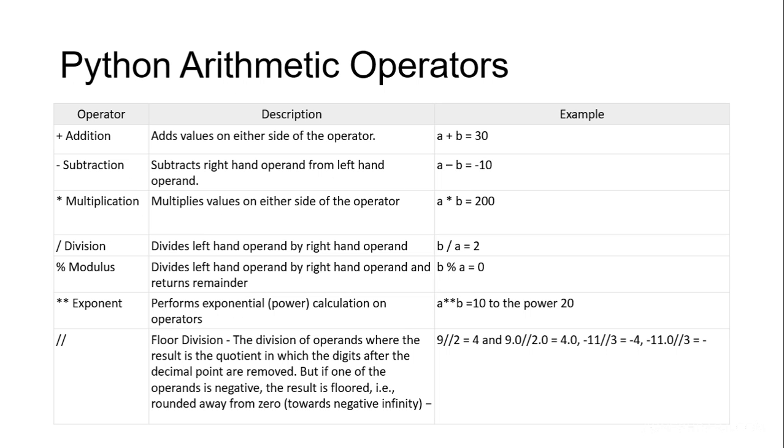First we have the arithmetic operators in Python. In arithmetic operators we have addition, subtraction, multiplication, division, modulus, exponent, and floor division operators. Addition, subtraction, multiplication, division, and modulus work similar to normal mathematics operations, like performing the sum, subtraction, multiplication, division, and modulus.